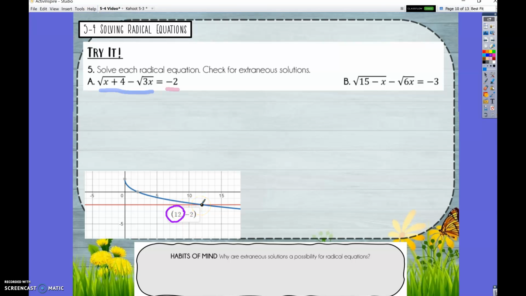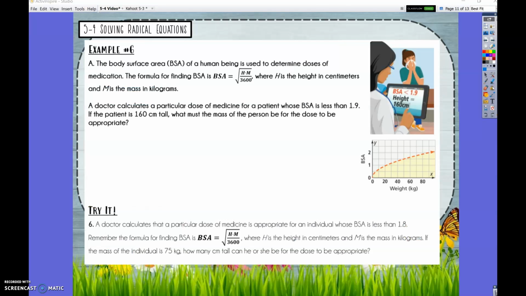But check the answer key from your packet to be able to see how to do these two problems for the triad. You can double check if your teacher will be doing example 6. But just a quick application problem. This one has the body surface area, so the outer covering of your skin. That's determined by this formula here, where h is your height in centimeters and m is your mass in kilograms. So they're wanting to calculate how much medicine you would need for someone whose body surface area is less than 1.9.